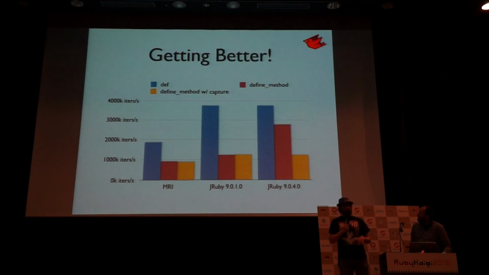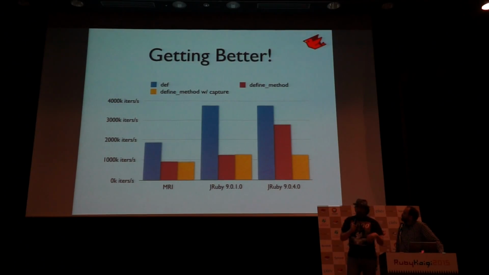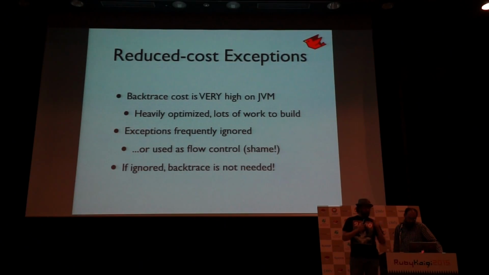The simple define method is now almost getting to the point of being almost as fast as a regular method definition. That's really excellent. And obviously, we still want to fix the define method with capture. But with a little bit of work, hopefully in the next couple releases, all define methods should get pretty close to normal method definition performance. And that's great. The last big one we did, we've talked previously about how expensive exceptions are for JRuby.